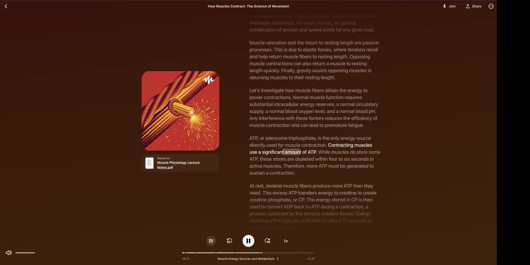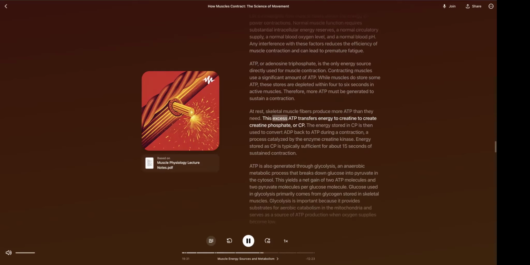While muscles do store some ATP, these stores are depleted within 4 to 6 seconds in active muscles. Therefore, more ATP must be generated to sustain a contraction. At rest, skeletal muscle fibers produce more ATP than they need. This excess ATP transfers energy to creatine to create creatine phosphate, or CP. The energy stored in CP is then used to convert ADP back to ATP during a contraction, a process catalyzed by the enzyme creatine kinase. Energy stored as CP is typically sufficient for about 15 seconds of sustained contraction.